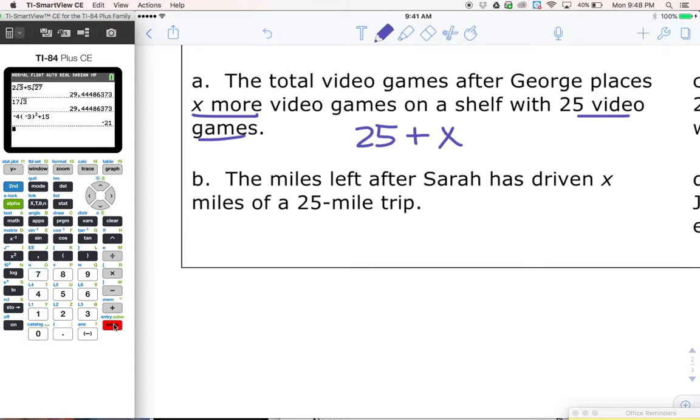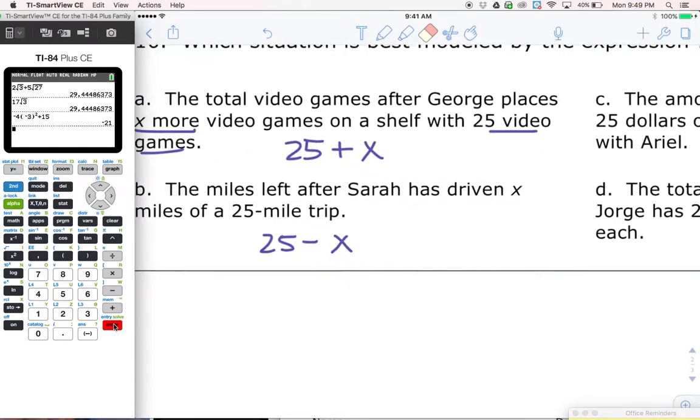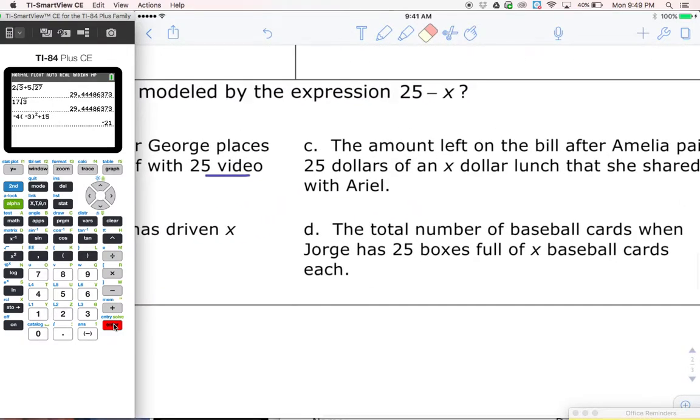Let's look at B. The miles left after Sarah has driven X miles of a 25-mile trip. So she's driving 25 miles and she's already driven X. So how much is left means we're going to use a minus sign here, right? This expression will tell someone how much is left in this trip, right? 25 minus however miles she already drove. And we could stop here, but we're going to do the rest for practice.